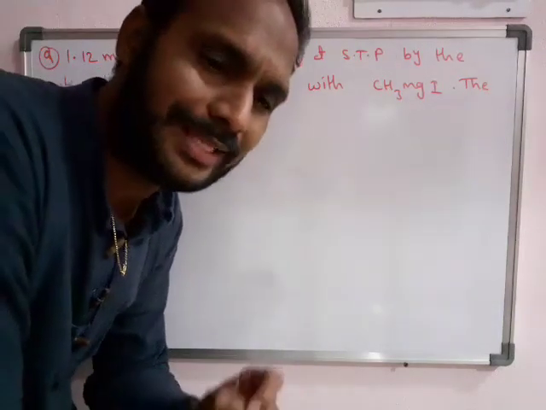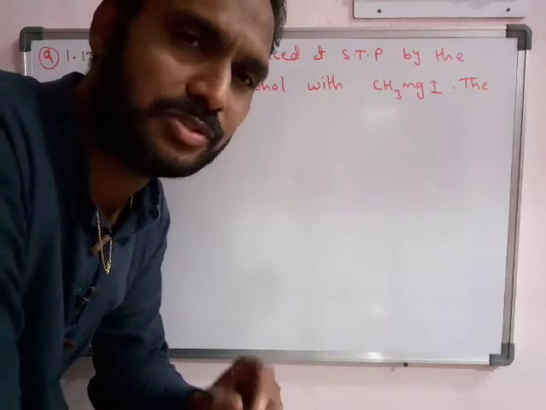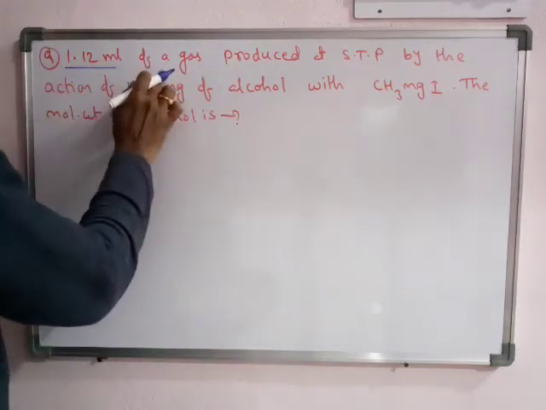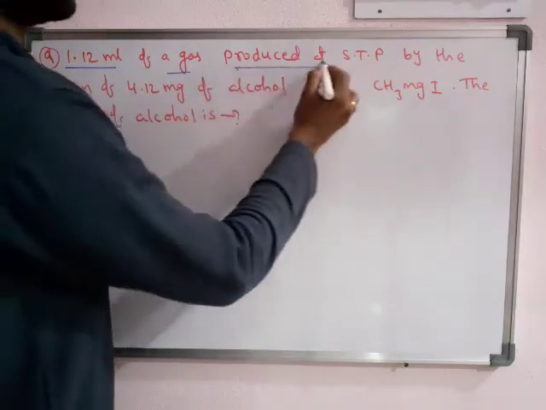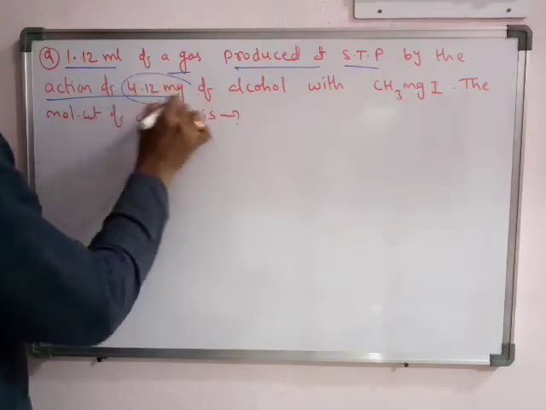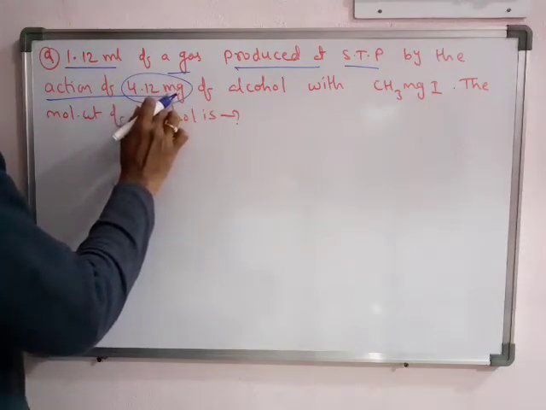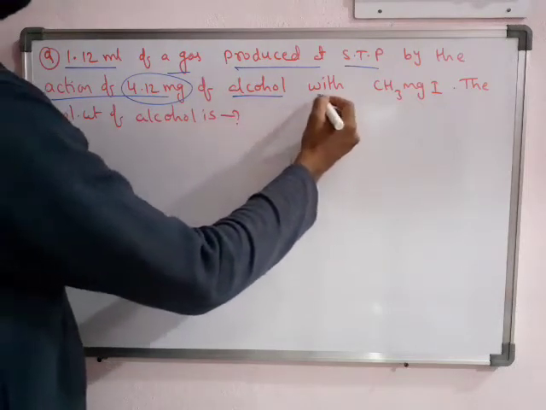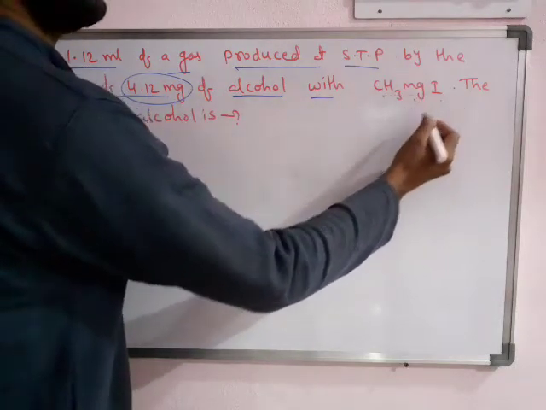You see the ninth problem in the stoichiometry worksheet 3. Here, 1.12 milliliters of a gas produced at STP is given by the action of 4.12 milligrams. It is given in terms of milligrams, and the gas in milliliters. Alcohol reacts with methyl magnesium iodide.